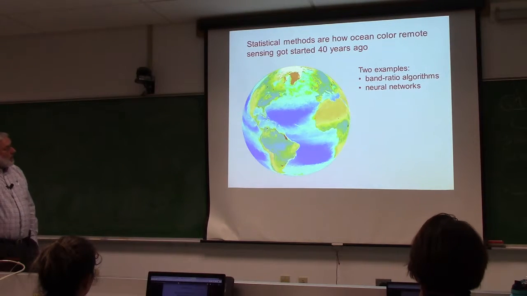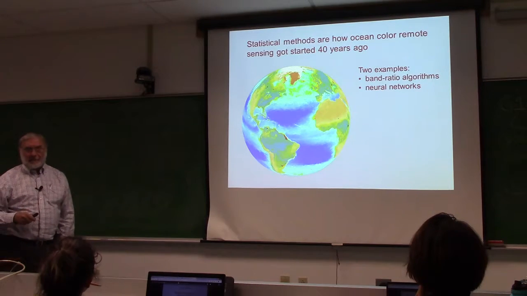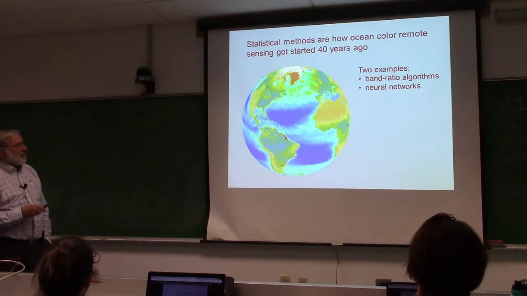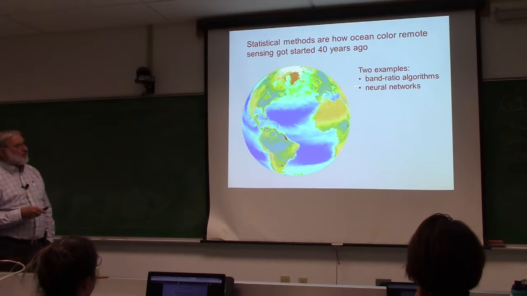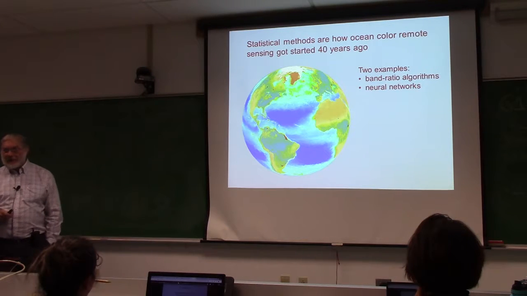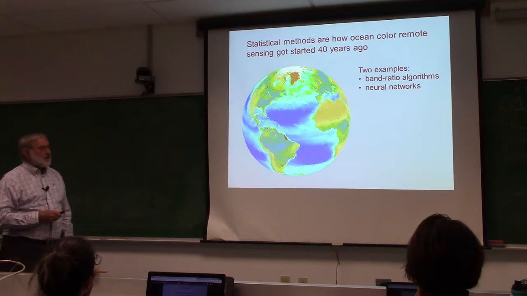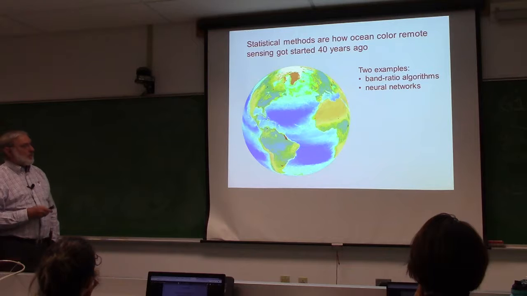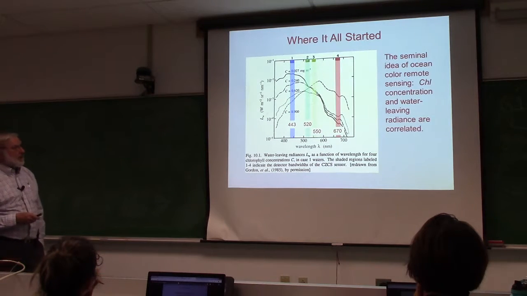Okay, so the whole business started out with very, very simple statistical models. We've all seen these kinds of pictures of a map of chlorophyll for the whole world, and we'll talk about band ratio algorithms, which are what started off this game, and then we'll talk about neural networks, which is sort of the latest thing people do, but both of them have a lot of similarities.